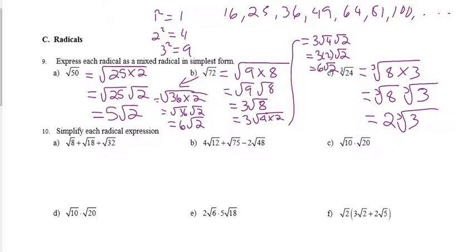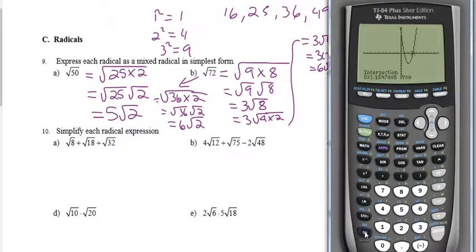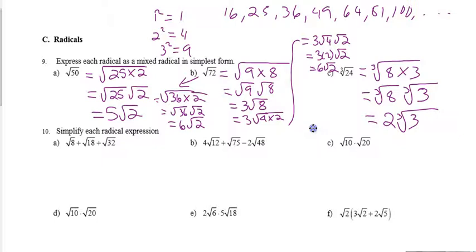Okay, so if you go 6 times square root 2 and you go root 72, they'll be the same. If you go 5 times square root 2 and you go root 50, they'll be the same. Right? 5 root 2, root 50, same. They're equal. Simplify each radical expression.